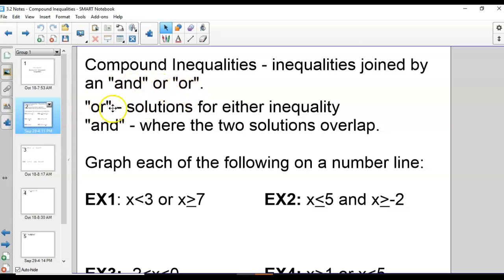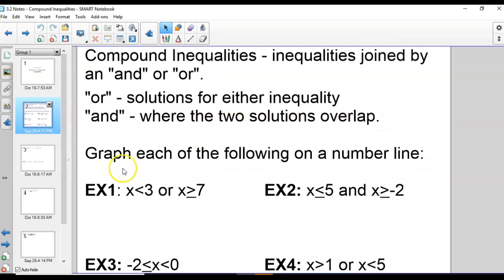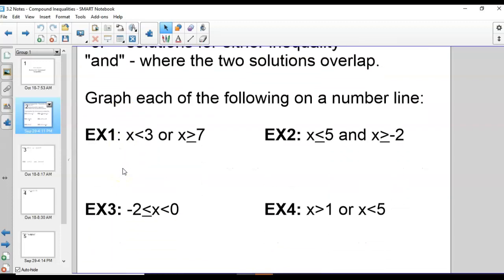So "or" solutions are the solutions for either inequality. So either inequality can be true. But for "and" solutions, both of the inequalities have to be true. So we're looking for where the two solutions overlap in this case. So these first few are just graphing.